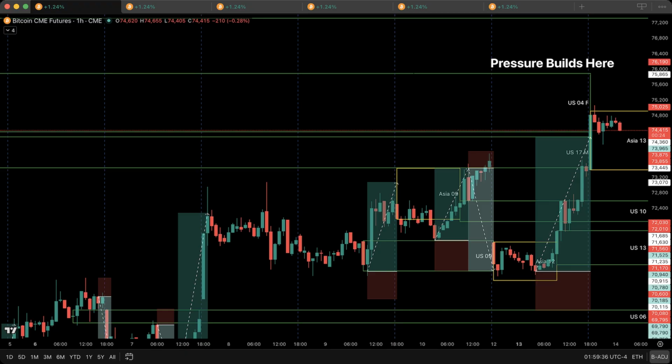This is a higher level. Price touches it. It reacts immediately. It cannot move freely. Now watch closely. Price pushes up. It stalls almost instantly. It drops again. Then it pushes again. It barely moves higher. It fails again.